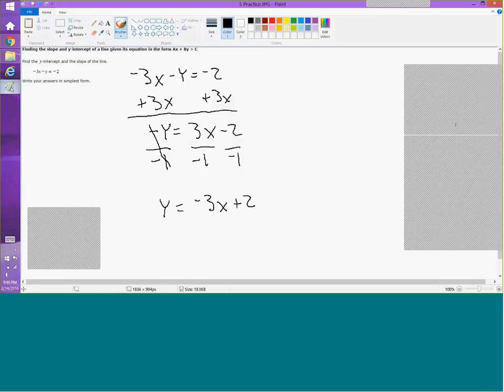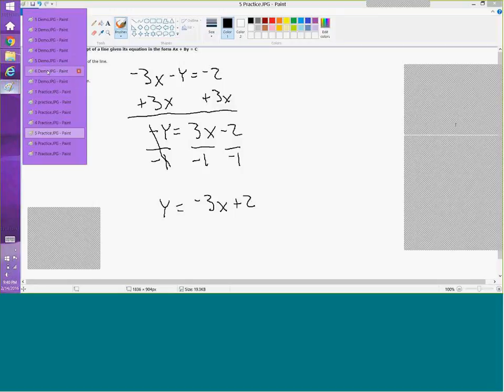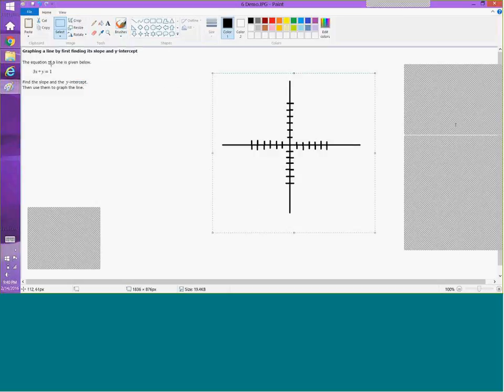All right, good. Let's clear that. The equation of a line is given below. Find the slope and y-intercept, then use them to graph the line.